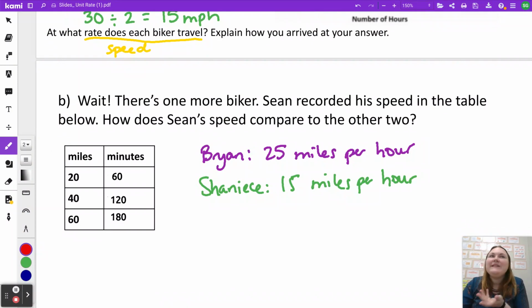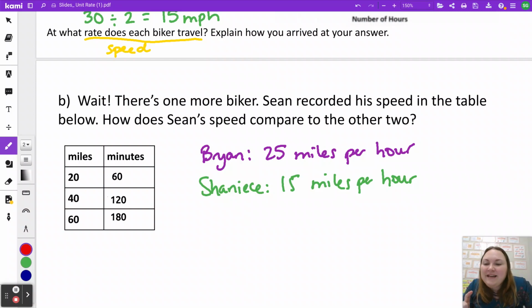The whole reason we want to know unit rate is because it helps us compare by making it the same. For example, when I say the same, Brian and Shanice, when we find their speed, it's making it the same amount of time. We're talking about 1 hour for both of them, which means I can't have Sean's table talking about minutes because then I'm trying to compare different things. I can't compare hours and minutes together.